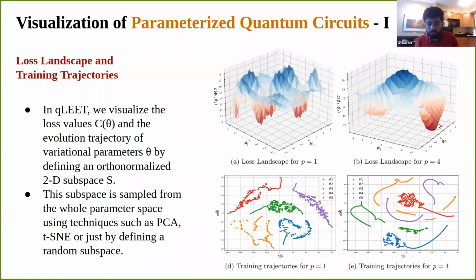Something similar you can see from your training trajectories as well. You can assess from training trajectories too. For p equal to 1, for training trajectories, what we do is we run the whole workflow for different instances, for different random instances of initialization.